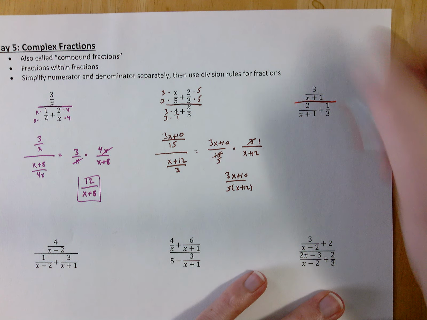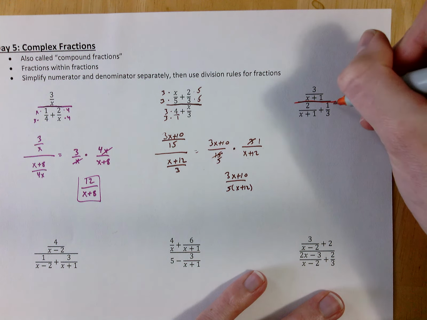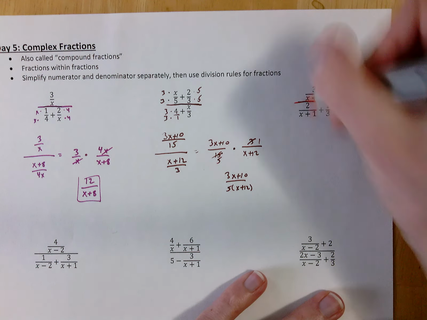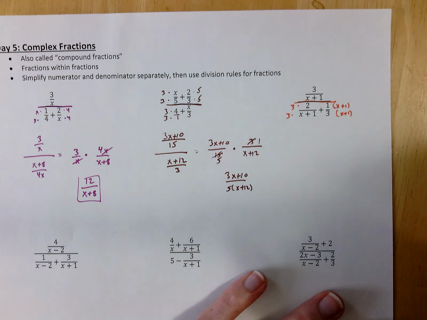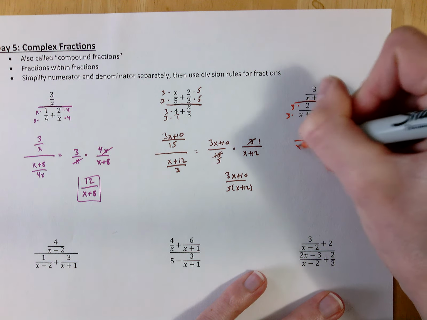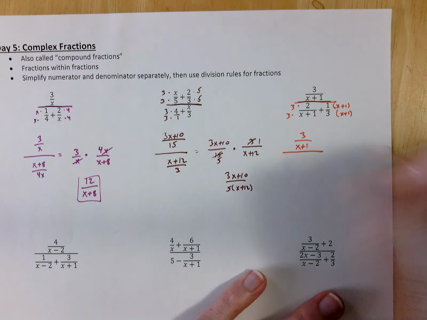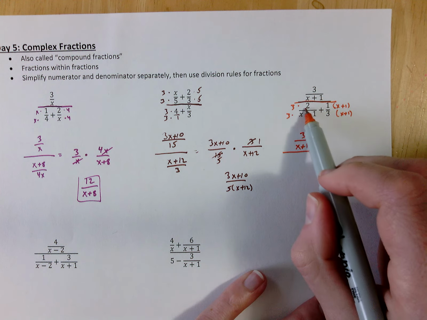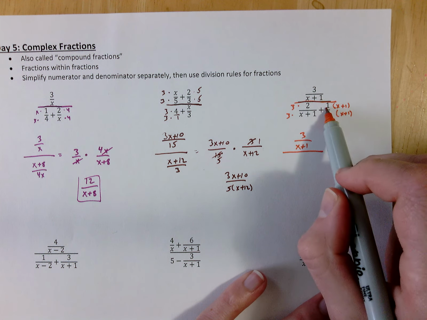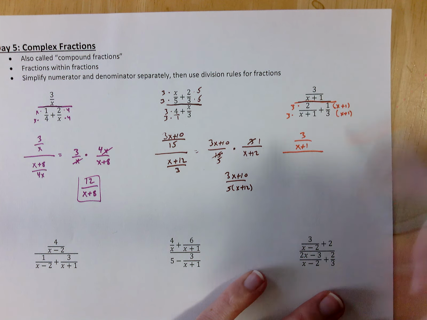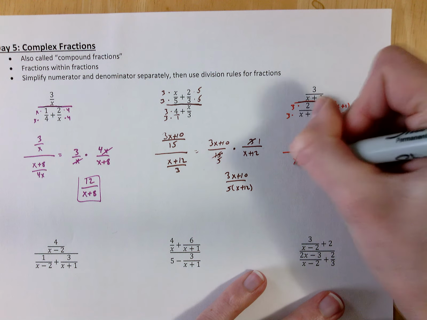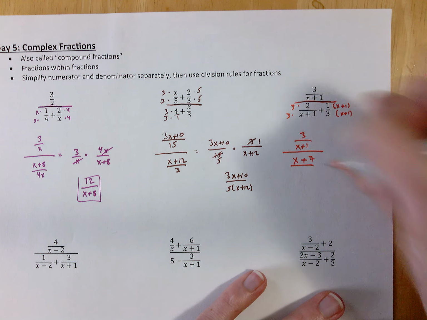Top part's already simplified. The bottom part, I'm going to have to multiply this side by x plus 1 and this side by 3. So I've got 3 over x plus 1, all divided by, that would be 6 plus x plus 1. So 6 plus x plus 1 is x plus 7.